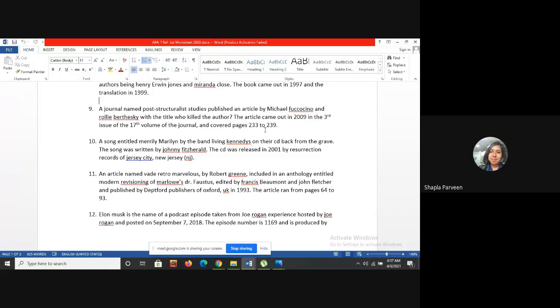So if it's a journal article, then volume number, issue number, page number is given. Usually it's required. Sometimes the issue number is not given. If the issue number is not given, then just write the volume number, page number. If the issue number is given, write that as well. So the name of that journal is Post-Structuralist Studies. And the article title is Who Killed the Author? And this was written by Michael Fucocino and Rolly Berthesky, 2 authors. Okay, so let's check the answer.